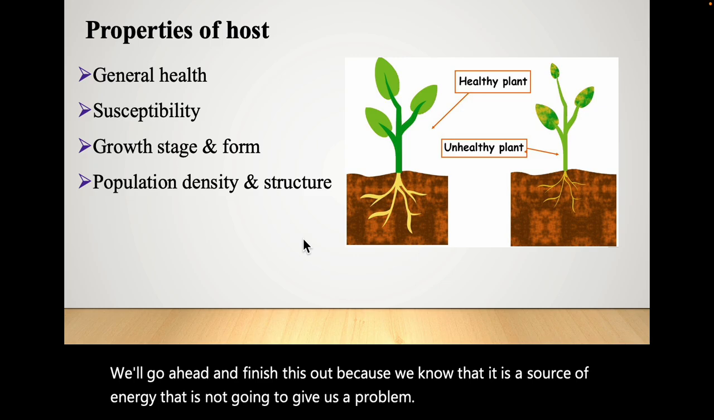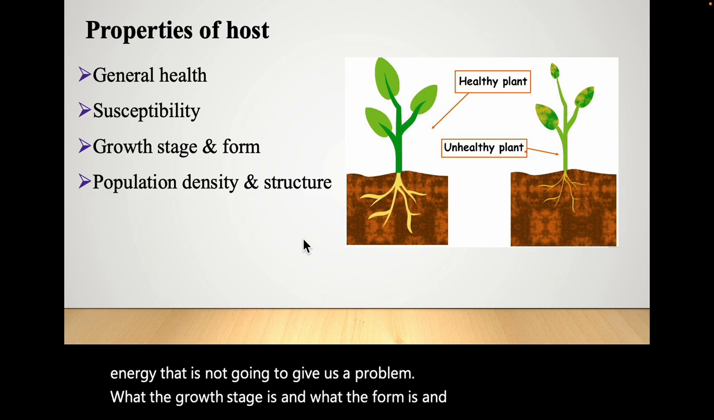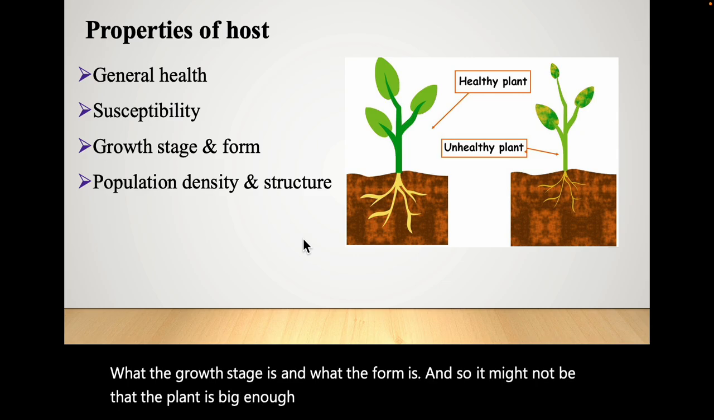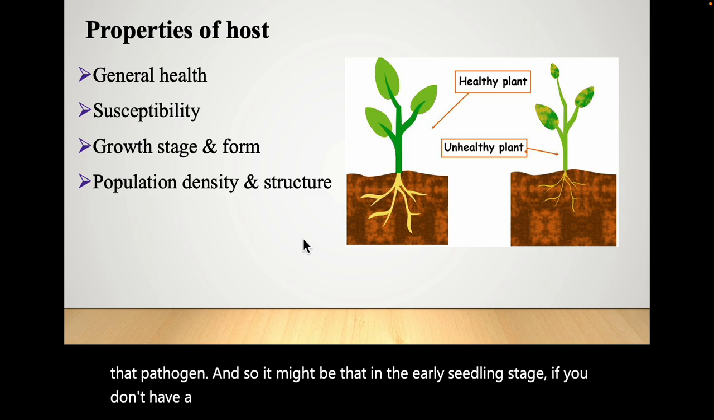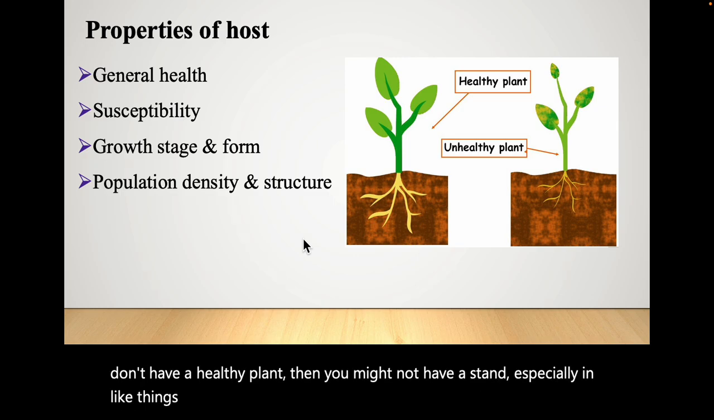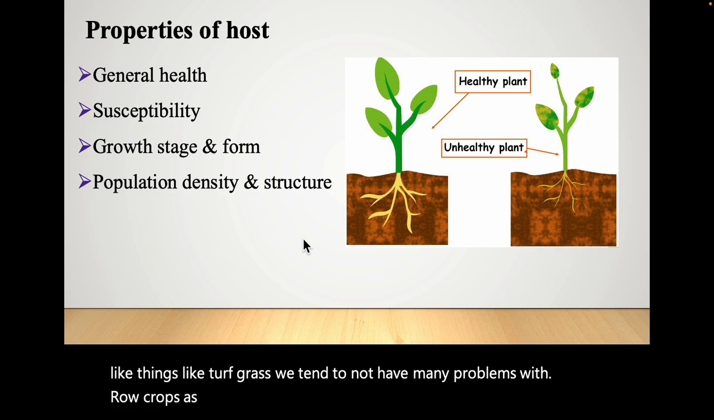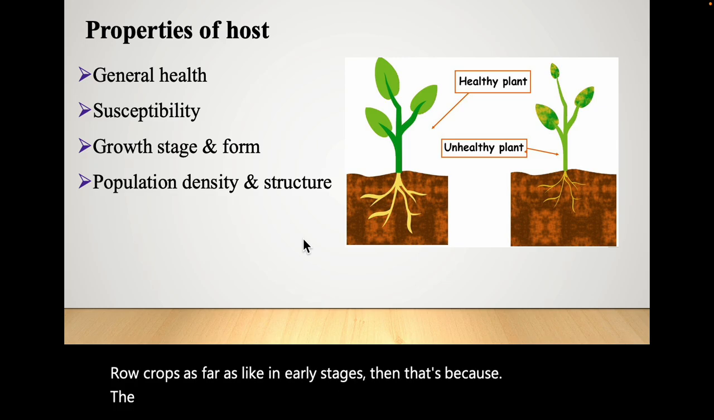What the growth stage is and what the form is. It might be that the plant is not big enough yet in order for it to fight off that insect or that pathogen. So in the early seedling stage, if you don't have a healthy plant, then you might not have a stand, especially on things like turf grass. We tend to not have many problems with row crops in early stages, because the environment might not be conducive for that host yet.